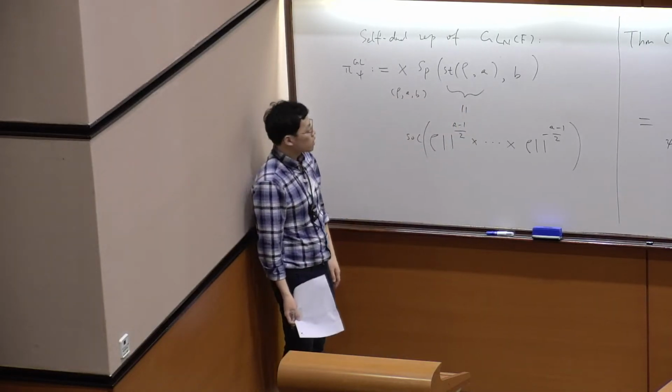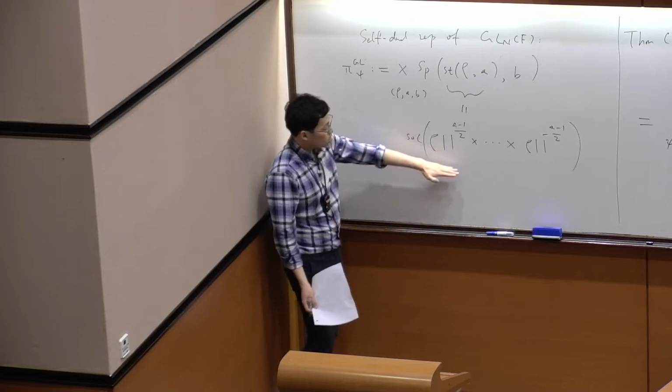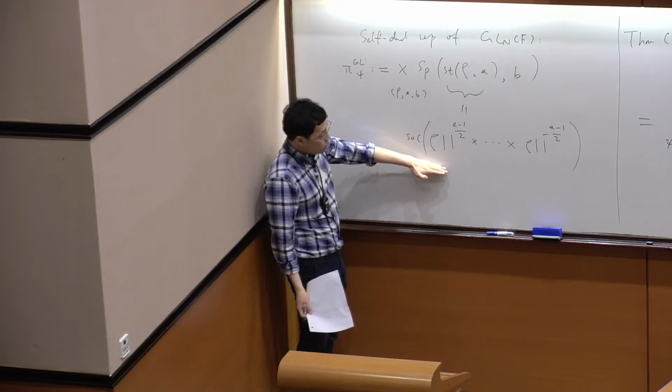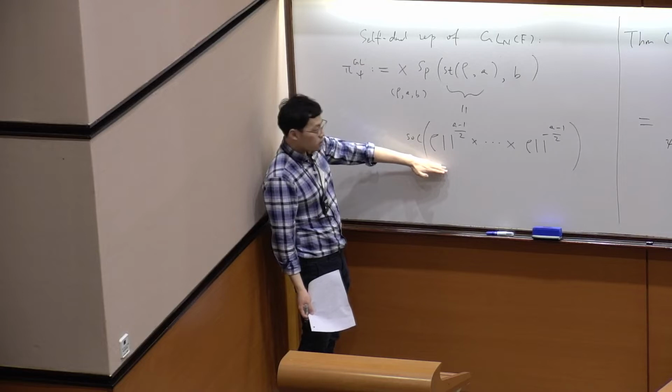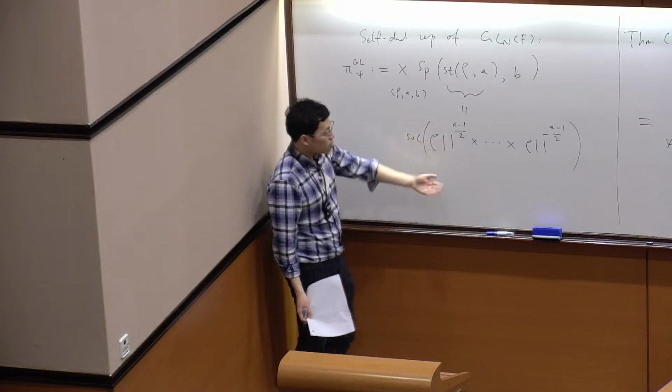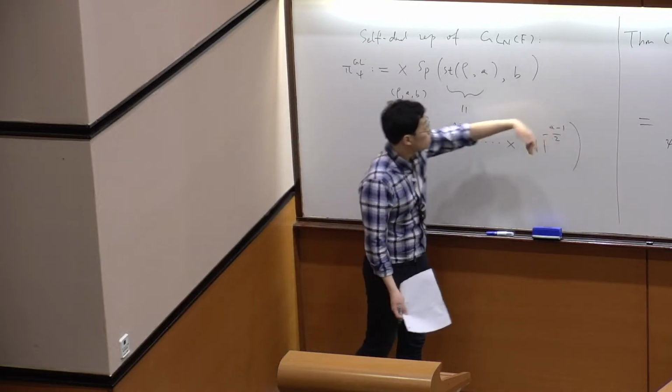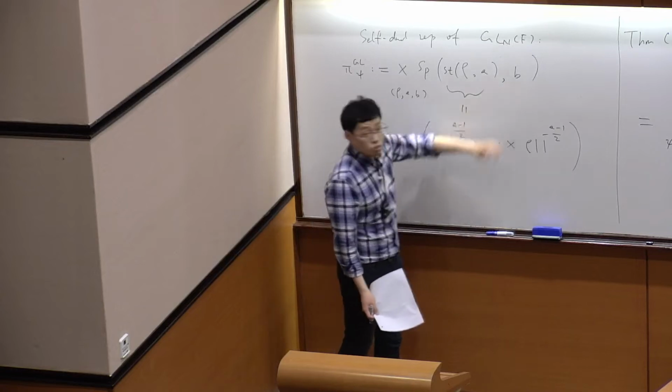And to form a Speh representation, you just take this irreducible representation, and again, you twist by some unramified characters, where you raise the power of this absolute value to a certain number which is related to b. Okay?